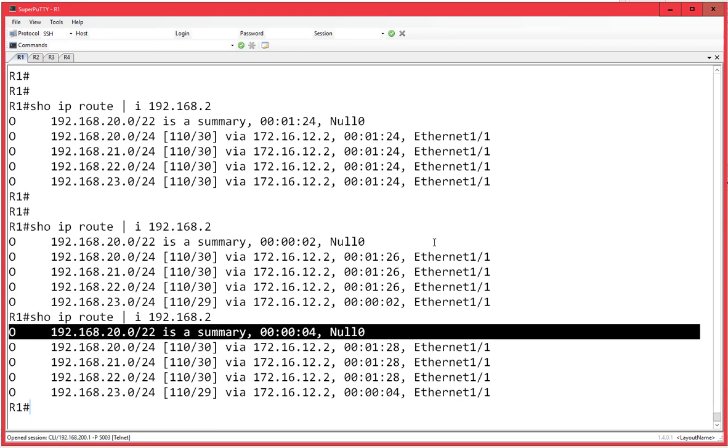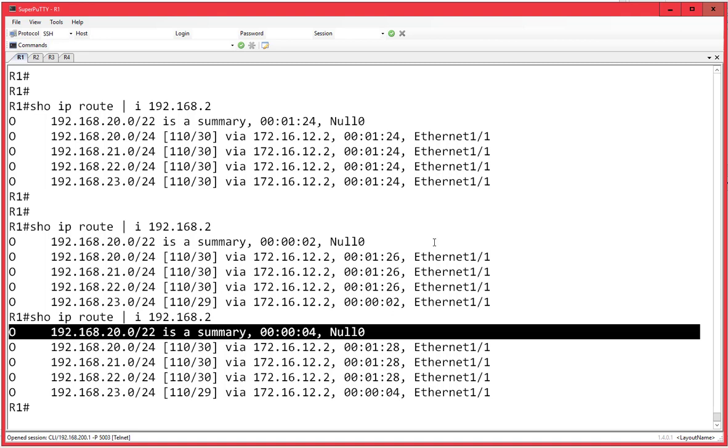Remember that null zero route is used for loop avoidance. In this particular case, we're not really concerned, because all of our summary is exact. Our summary only includes the 20, the 21, the 22, and the 23 subnet. But that null zero route, in the event that I might be summarizing more than what I'm supposed to be summarizing, allows us to drop those packets that get routed to that router. In the event. Well, actually, we can demonstrate this.